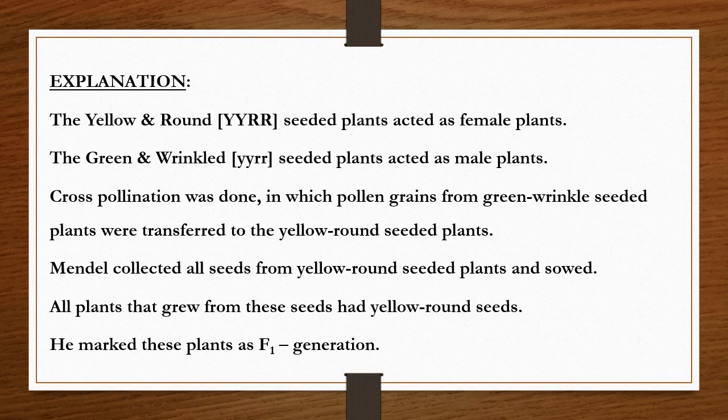Mendel collected all seeds from the yellow round seeded plants and sowed them. All plants that grew from these seeds had yellow round seeds. He marked these plants as the F1 generation. So let's see how this cross is done in our diagrammatic representation.